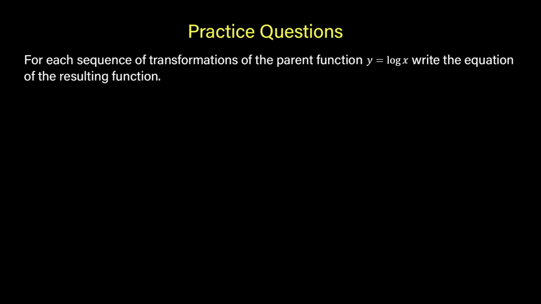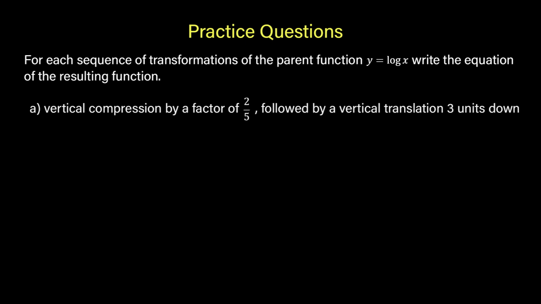For each sequence of transformations of the parent function y equals log of x, write the equation of the resulting function. A. Vertical compression by a factor of 2/5, followed by a vertical translation 3 units down. Solution. a is 2/5, and c is -3. So, the equation is y equals 2/5 log of x, minus 3.